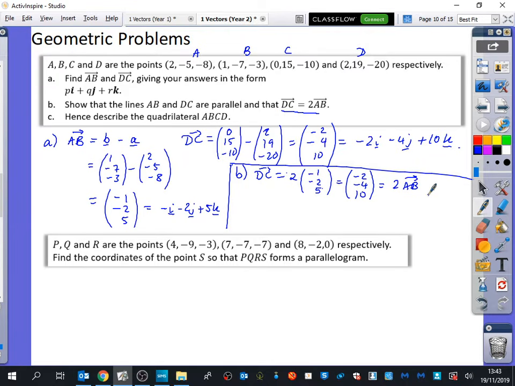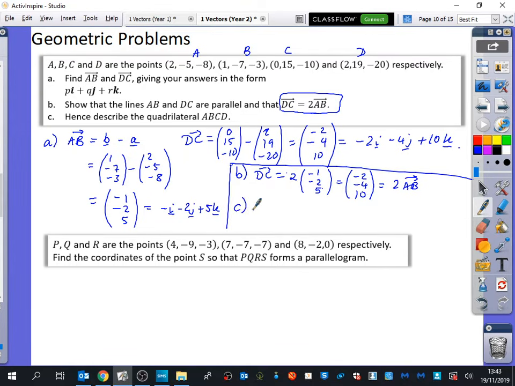So they're parallel to each other, and in particular we can see something more about DC. What else can we tell? Same direction, that's parallel. What else can we tell about DC? What does the 2 tell us? It's double the length. It's not just longer. It happens to be precisely double the length of AB as well.